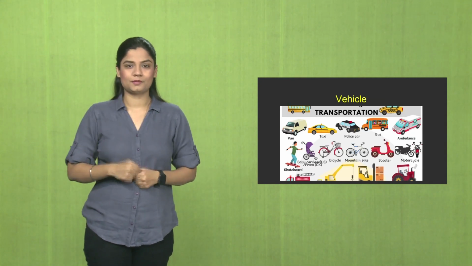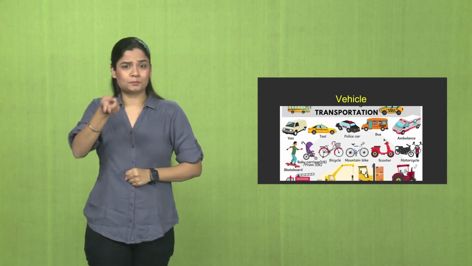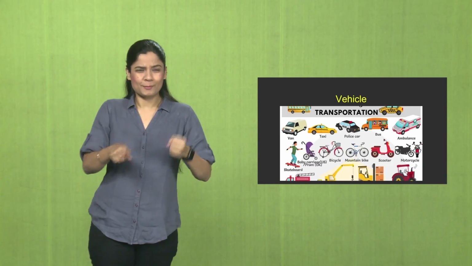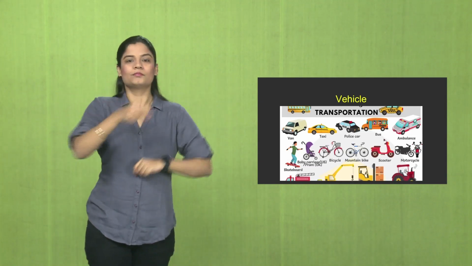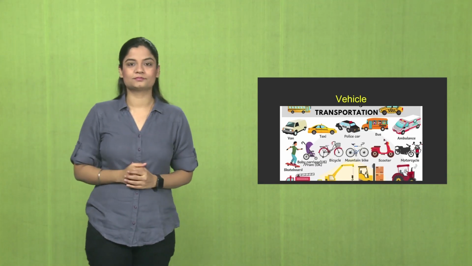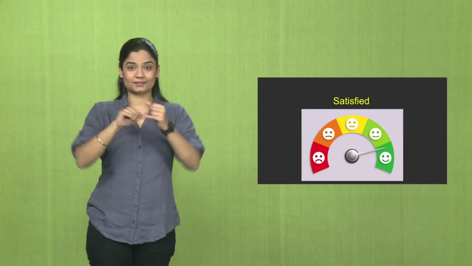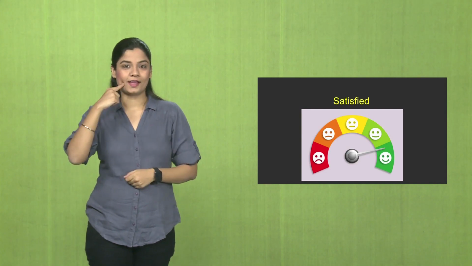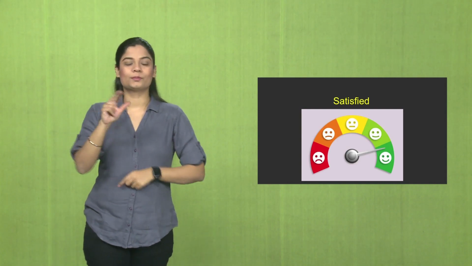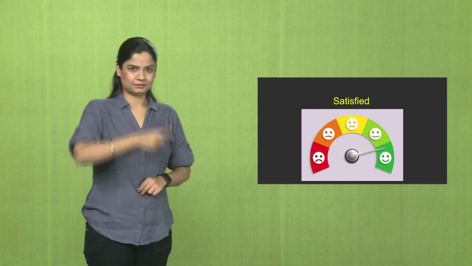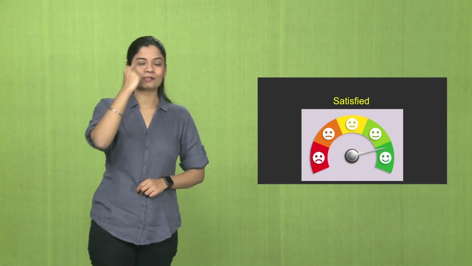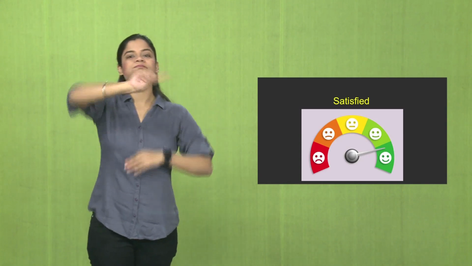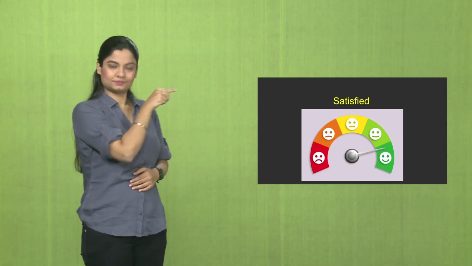Vehicle: bus, scooter, car, train, plane, cycle, truck, etc. All these means of transportation are called vehicles. Satisfied, to feel contented. As you can see in the picture, different colors represent the satisfaction level. So, the most satisfied area.